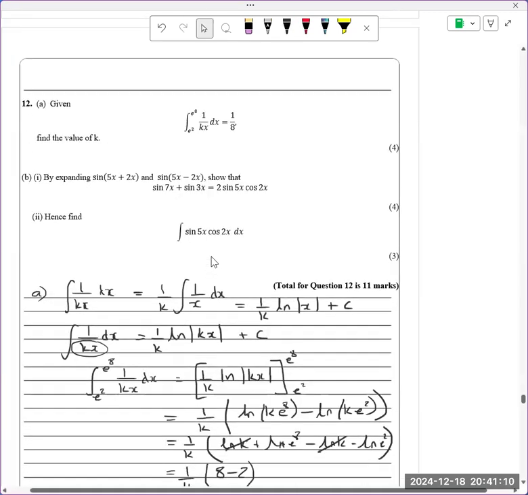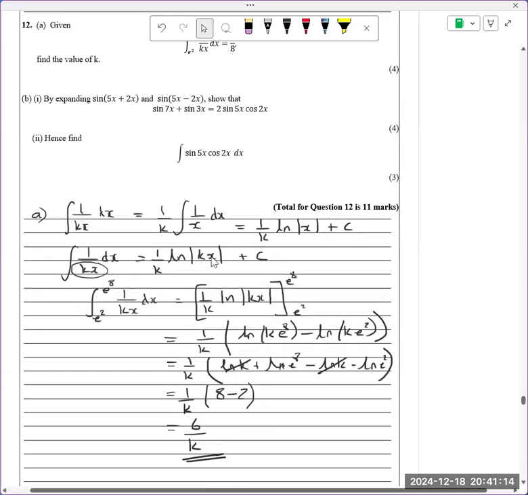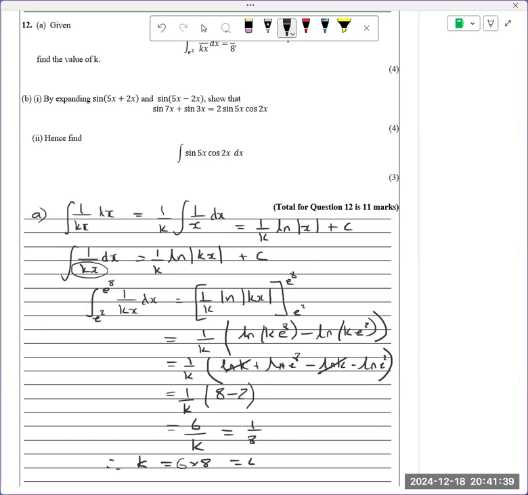And the second part is this trig. Oh, sorry, I haven't answered the question yet. I've got to solve that. Always a good idea to read the question. So that was correct, what I just rubbed out there. So 6 over k, but this is equal to 1/8. So therefore k times by k times by, so k is 6 times 8, which is 48. And that is the answer.